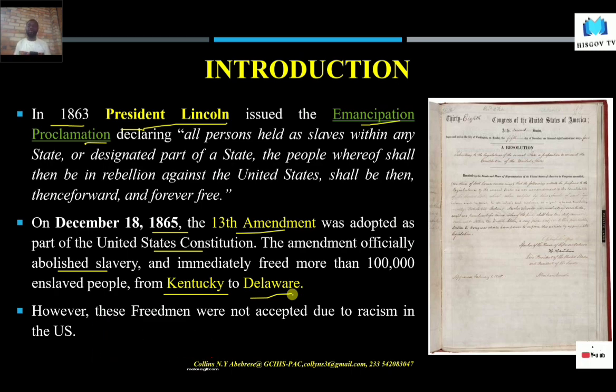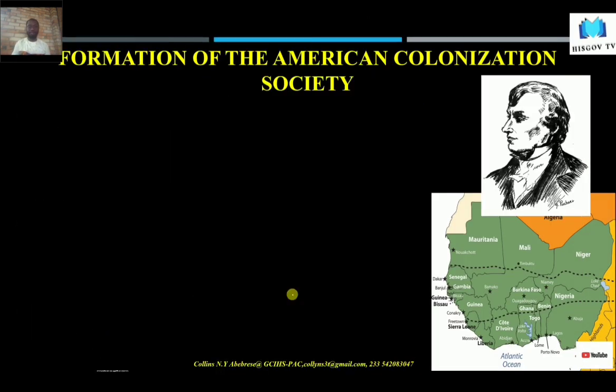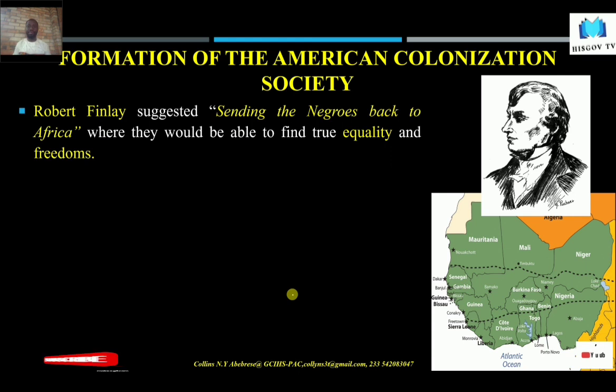And so something had to be done about the whole situation in order to curb that, because if not, it was going to lead to something else. Okay? And so that is what happened. Let's take a look at the formation of the American Colonization Society.